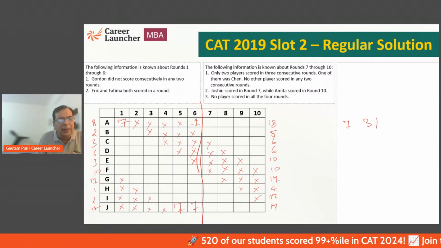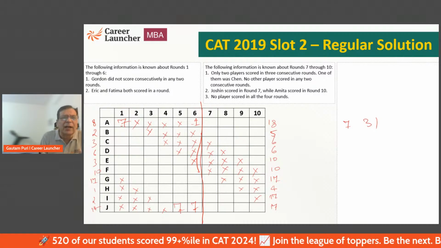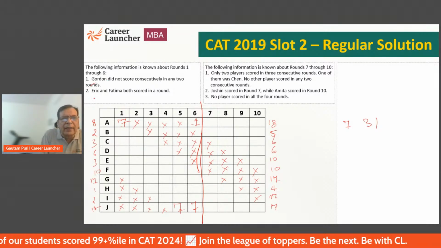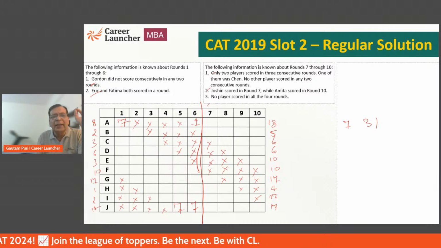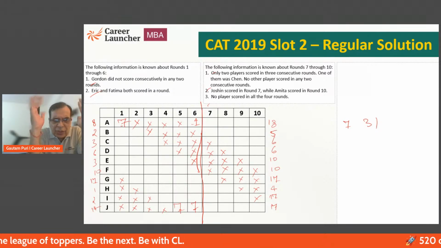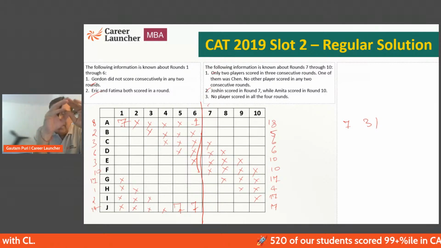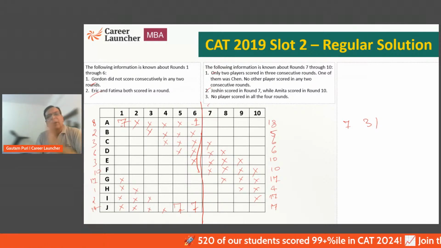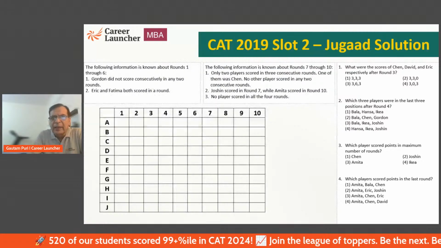Once I fill up the table, then I'll go to the question. Nothing wrong with it, at least, except that it takes time. Yes, I'll also look at these particular statements. There's no doubt about it. So when you're looking at DILR, the regular way would be just note down the data, start making the table, start filling up the table. Once you fill up the table, then you go to the questions. What is the Jugaad approach? Jugaad approach is slightly different.